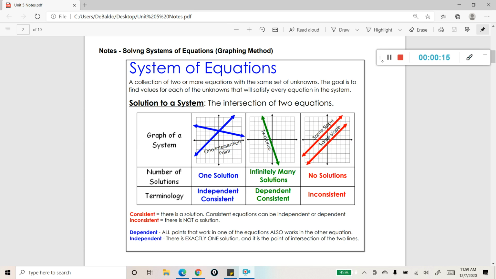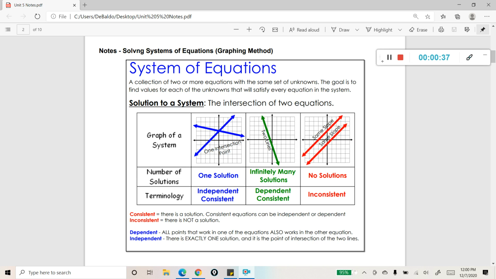Now let's first talk about what a system of equations is. It's a collection of two or more equations with the same set of unknowns. The goal is to find values for each of the unknowns that will satisfy each equation in the system. And we're going to be talking about this concept as we move along through this unit.